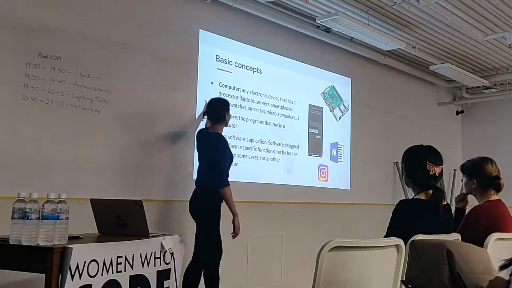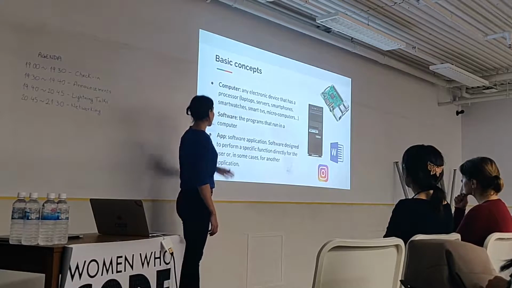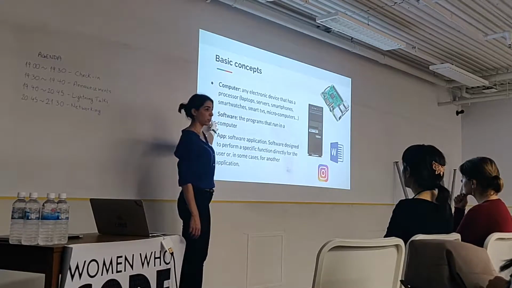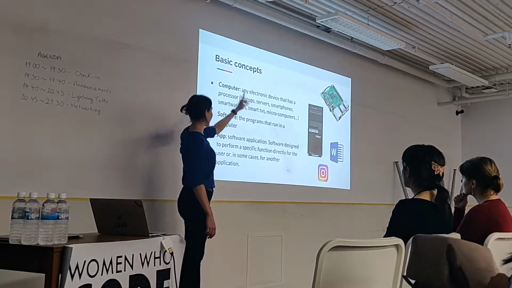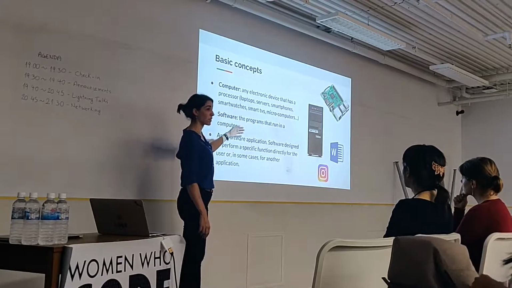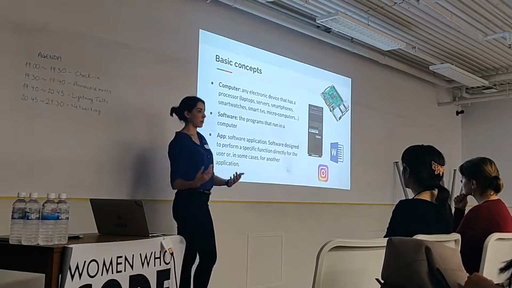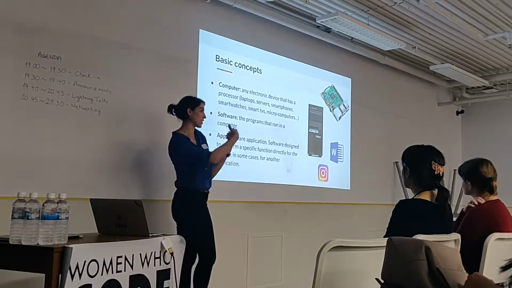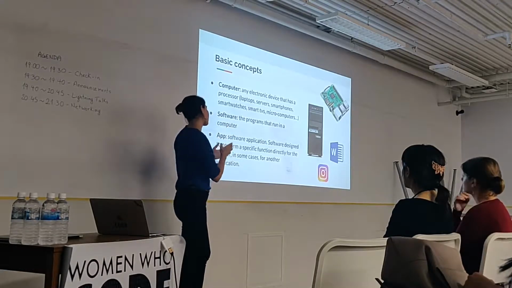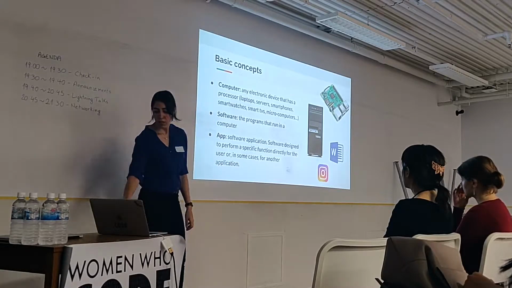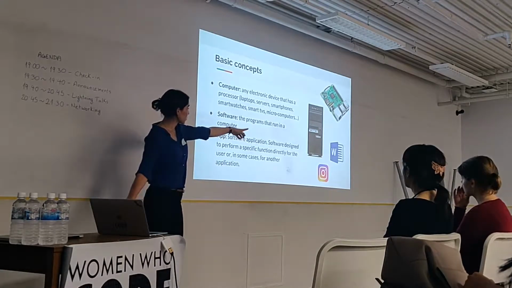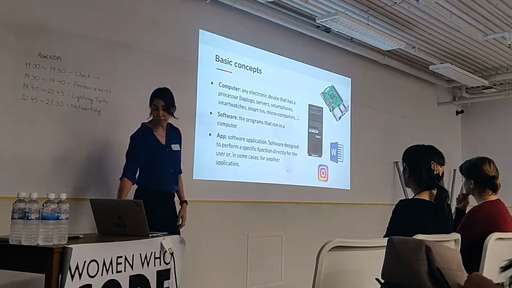So yeah, a computer is any electronic device that has a processor. And software is the programs that run in a computer. So programs that run on any of those devices are software. And then an app is just another term for a software application. So it's software that is designed to perform a specific function, like Microsoft Word, for example, or Instagram, that kind of thing.